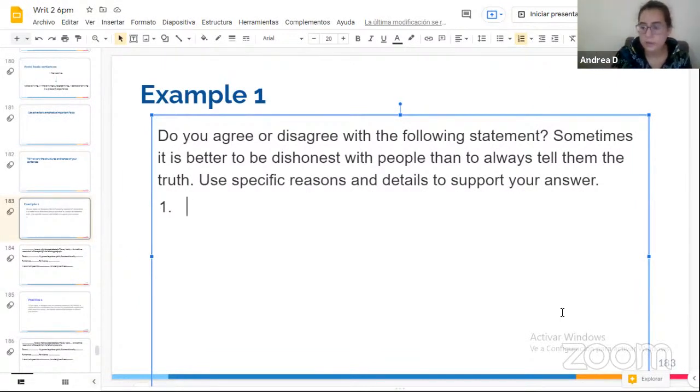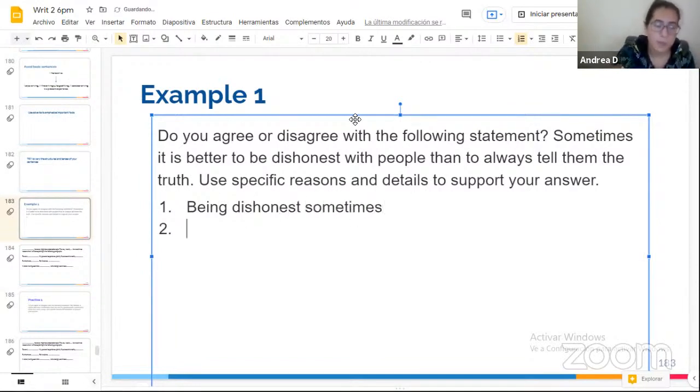What do y'all think? Being dishonest for me. Okay, so let's write about it. Being dishonest sometimes. Okay, so once you're done, you have decided your position, of course, you need to try and think why.